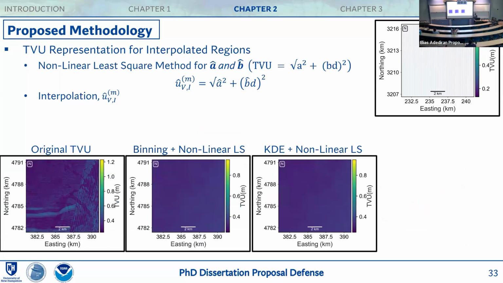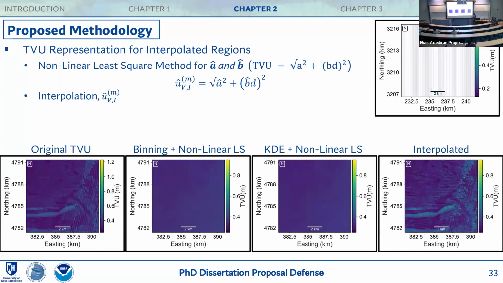this is what that will look like. I'm showing the original TVU so that we can compare what the estimated looks like compared to the original. The original TVU is the one on the left. Then the binning plus the nonlinear least square method is what has been estimated. Then the kernel estimation plus the nonlinear least square method is what we have at far right.